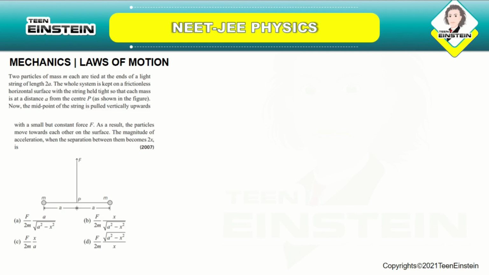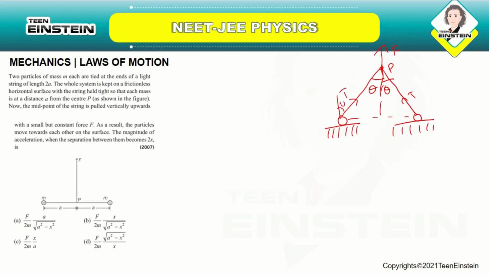So here you can draw the diagram. You have two particles like this, and this is the distance over here, and here a force is acting like this, and you take this point as P. So this angle is theta and this one is theta. The tension is acting in this direction, and this will also be theta. Here a and a, x and x.